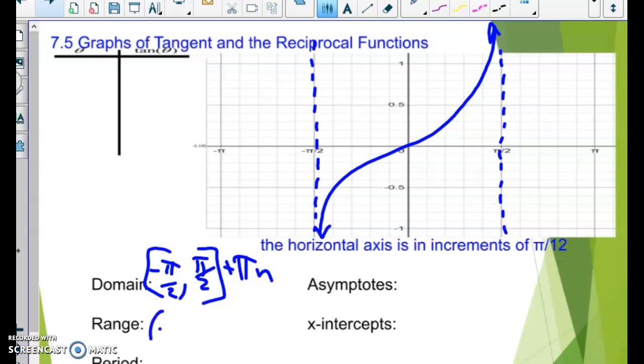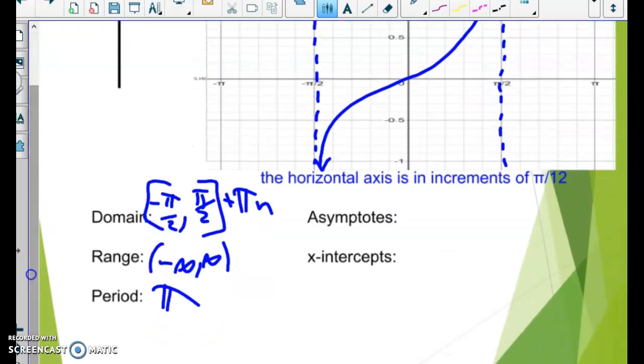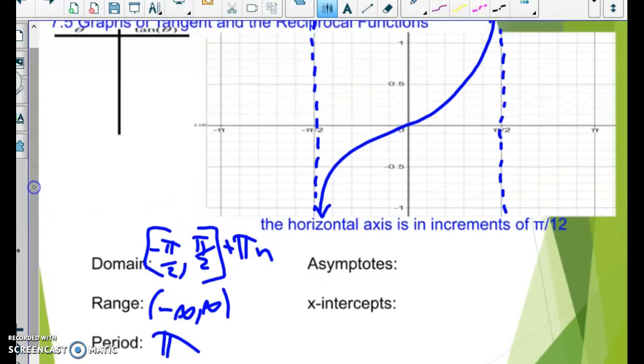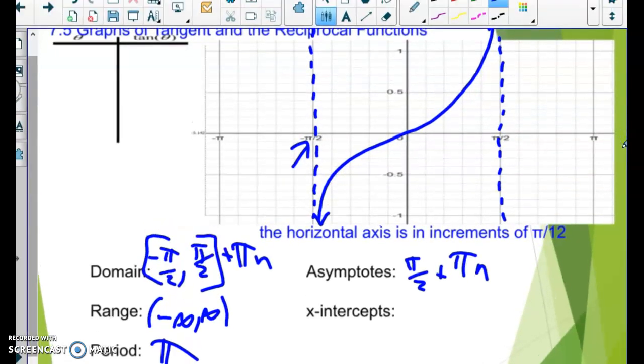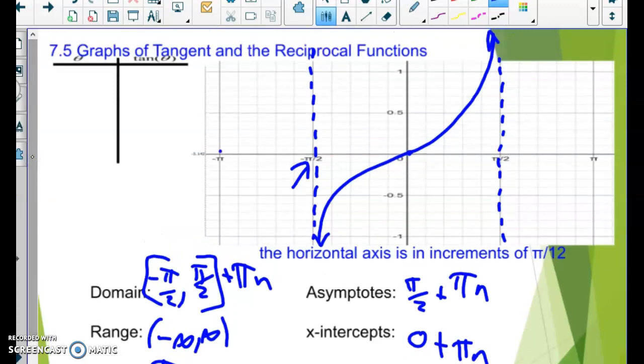Our range looks like from negative infinity to positive infinity for tangent. Our period, we said, was pi for tangent and cotangent. And our asymptotes happen at pi over 2 plus pi n. And if my n is negative 1, I get this one. And if my n is positive 1, I get another one over here someplace at 3 pi over 2. Our x-intercepts happen at 0, the center of this party, and then it's going to happen every pi in either direction from there.